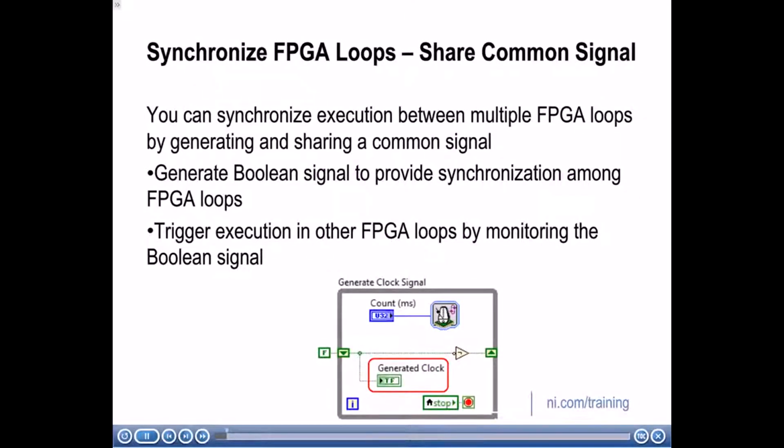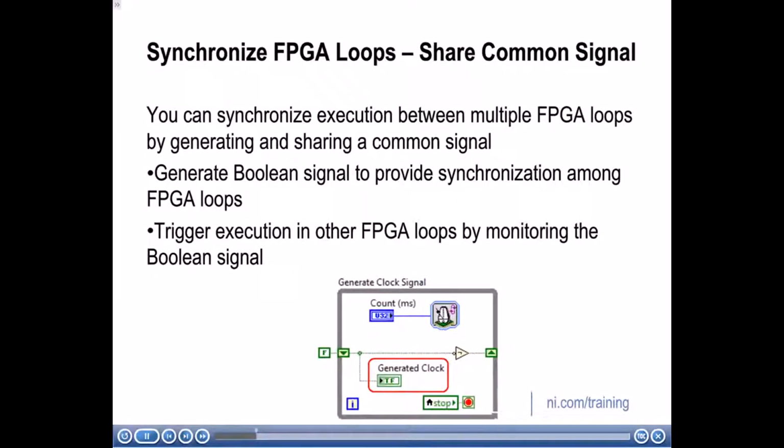So let's talk about another way of synchronizing FPGA loops. This method that we describe will be sharing a common signal. Another way you can synchronize execution between multiple FPGA loops is by generating and sharing a common signal. The first thing you would need to do is generate a Boolean signal to provide synchronization among FPGA loops. If we look at the bottom block diagram here, we have a loop that is generating a clock signal. We have a loop timer there, and we also have a generated clock. That clock is basically toggling between true and false.